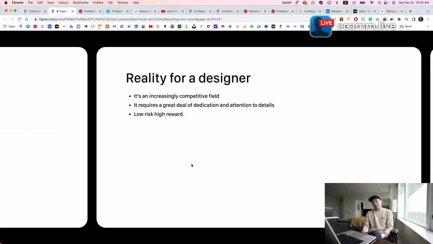Okay, and a question from Christina asking, do you suggest our case studies directly correlate to the industry we're applying to? How important is that tailoring?